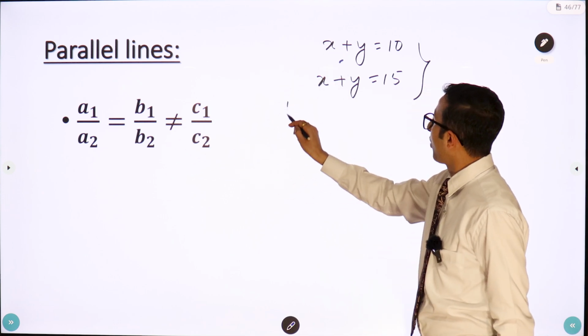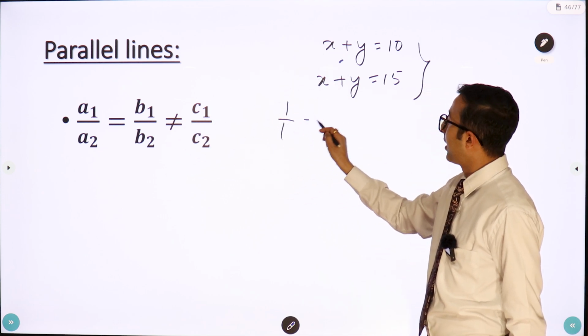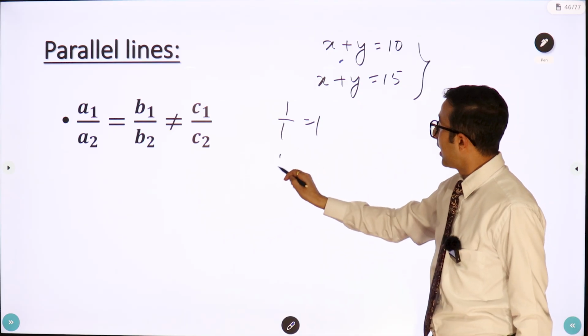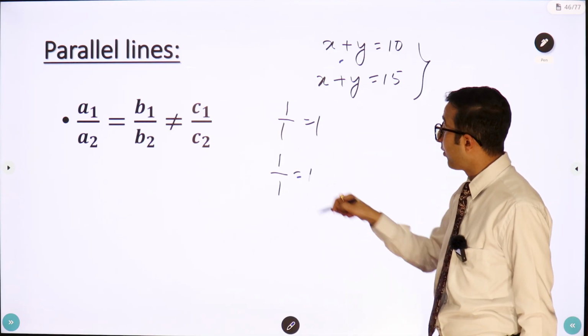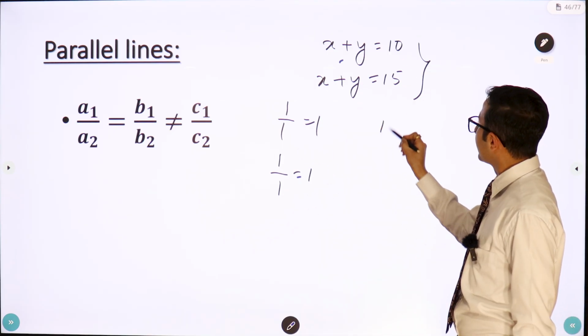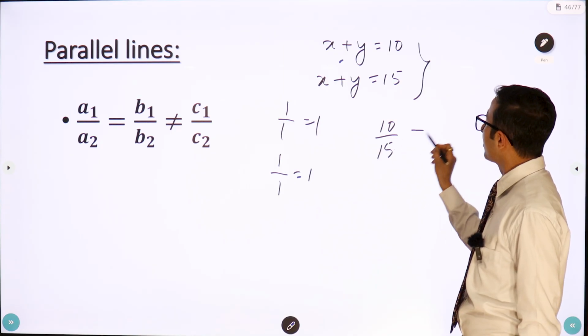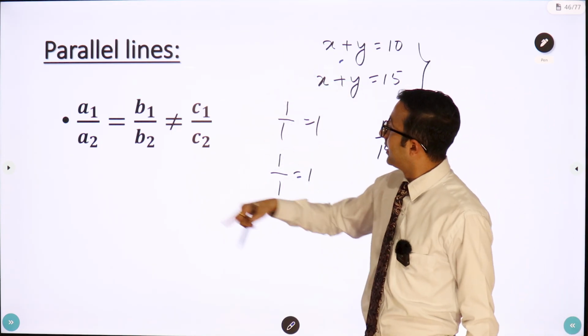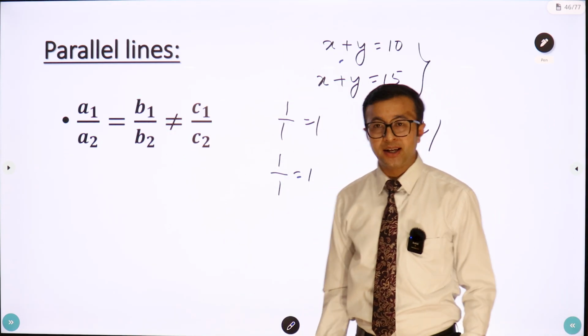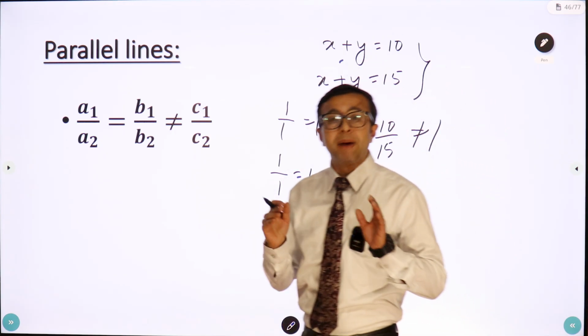Just compare with this. The coefficient of x is 1. Here the coefficient of x is 1. 1 by 1 is 1. Here the coefficient of y is 1, and the coefficient of y is 1. 1 divided by 1 is 1. But you see at the end, 10 divided by 15 is not equal to 1. It means it is clearly satisfying this condition. It means that these two represent parallel lines.